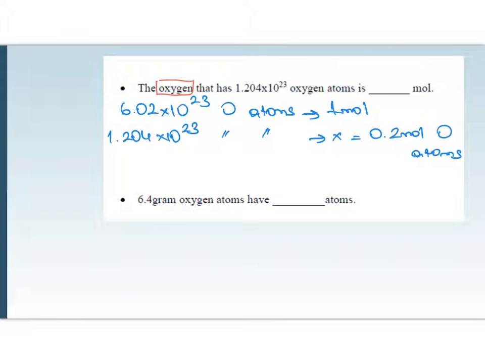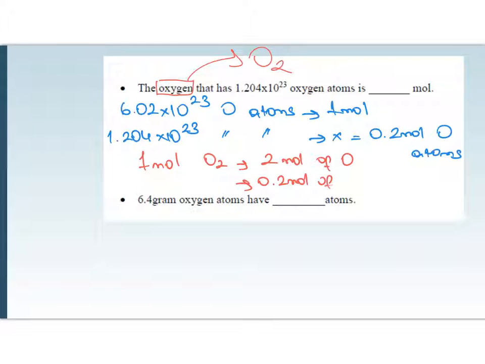Now when I say oxygen or oxygen molecule, you're going to understand the O2 molecule. This is really important. So the final ratio will be 1 mole of oxygen contains 2 moles of oxygen atoms. So what about 0.2 mole of oxygen atoms? It is found in how many moles of oxygen molecule? And the answer will give you 0.1.